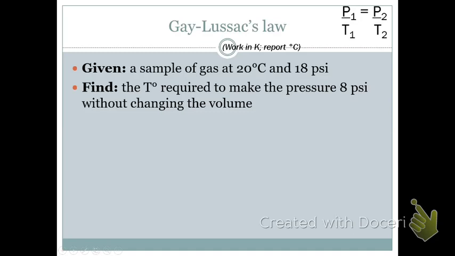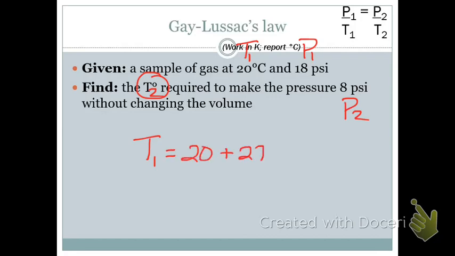A sample of gas at 20 degrees Celsius and 18 psi. Find the temperature required to make the pressure 8 psi without changing the volume. Here I have T1. I have P1, remember that's psi. Here I don't know what T2 is, but I do have P2. So I now just need to fix my temperature, which is 20 degrees. I'm going to add 273. That's going to be equal to 293. And remember, it's K because I've converted it from degrees Celsius to K.